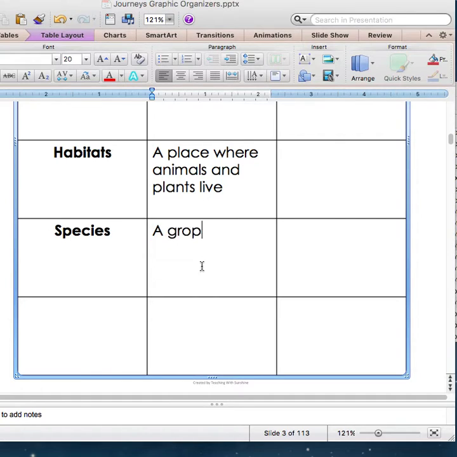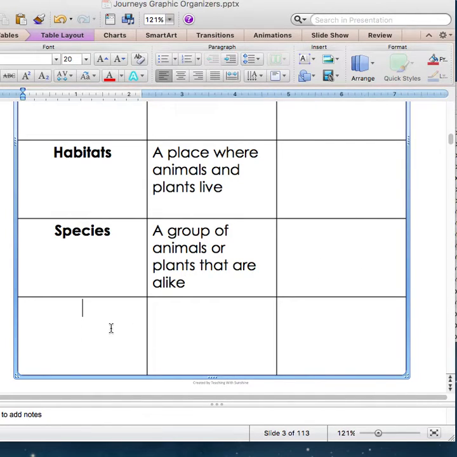This is a group of animals or plants that are alike. So this is like how there are dogs that are a type of species, or there are types of trees. You can draw a picture here to help you remember what species means.